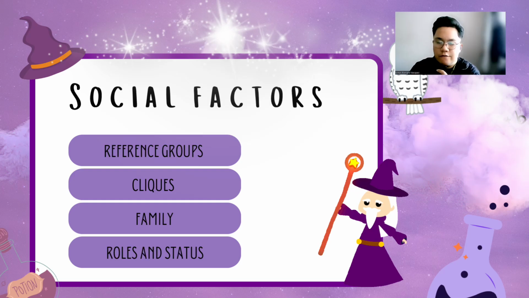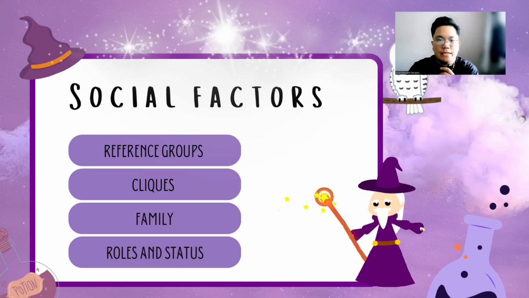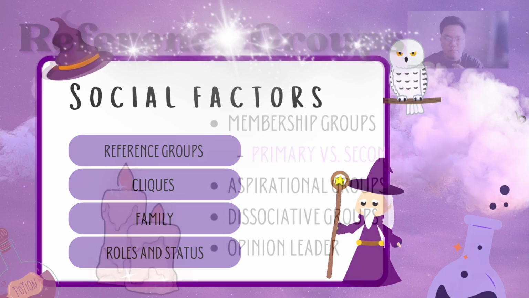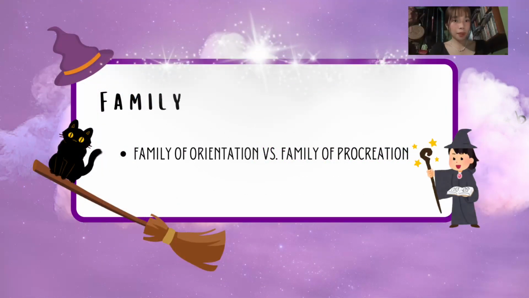Next, we have social factors, in which we have reference groups, cliques, family, and role and status. So next, we have reference groups. We have membership groups, wherein primary versus secondary, aspirational groups, dissociative groups, and lastly, opinion leaders. Family: family of orientation versus the family of procreation.